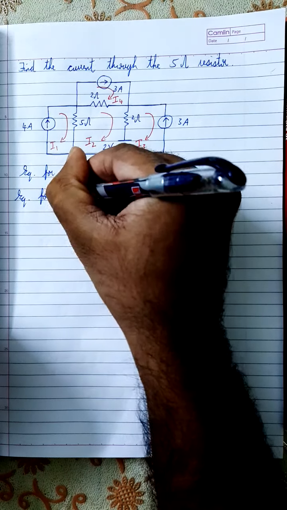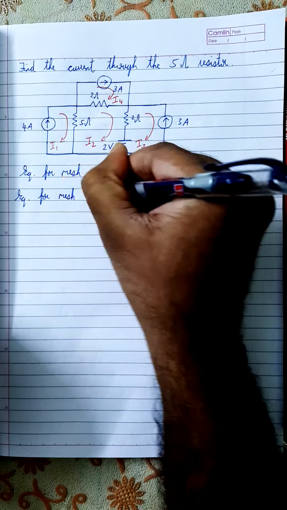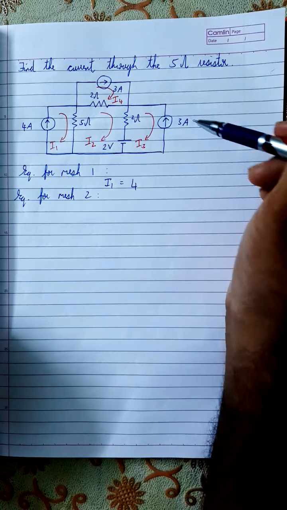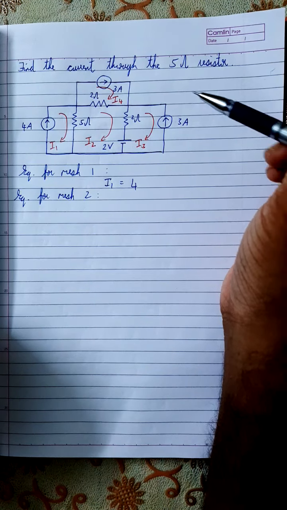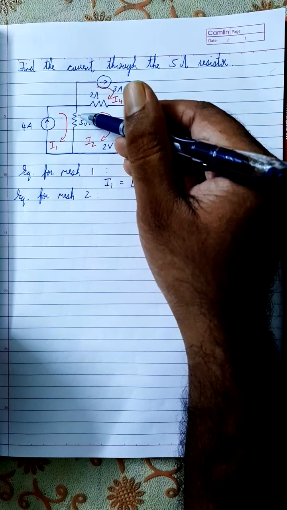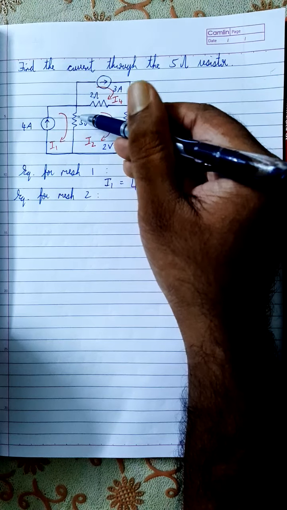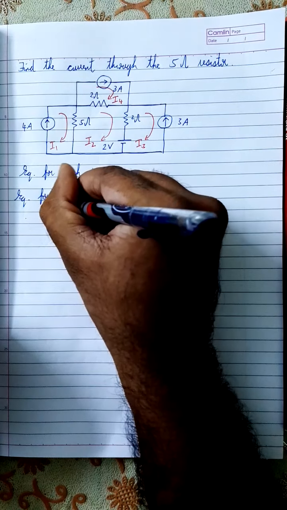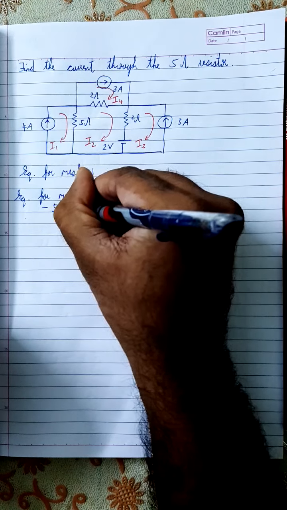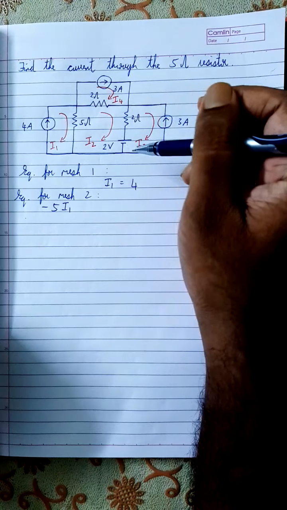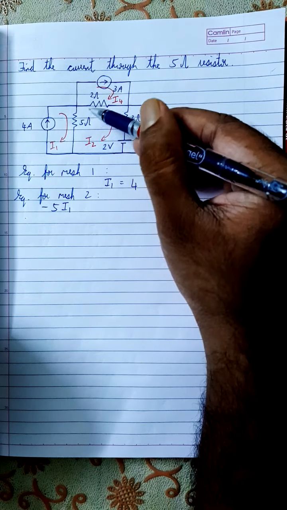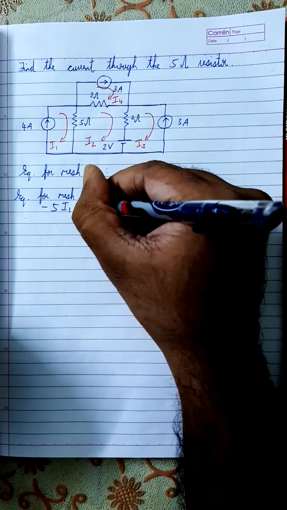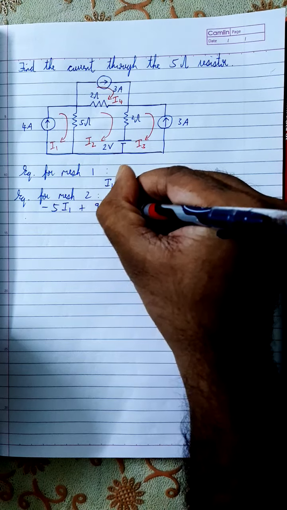Equation for mesh 2. All right, so here mesh 2 means I2 is positive and the remaining currents are negative, right? The current I1 is touching this 5 ohm, so it is minus 5 I1. And what about I2? I2 is touching this 5, this 2 ohm and this 2 ohm. So 5 plus 2 is 7, 7 plus 2 is 9. So it will be plus 9 I2.